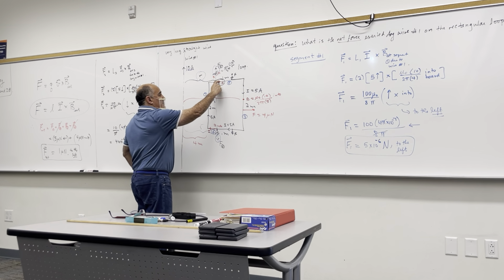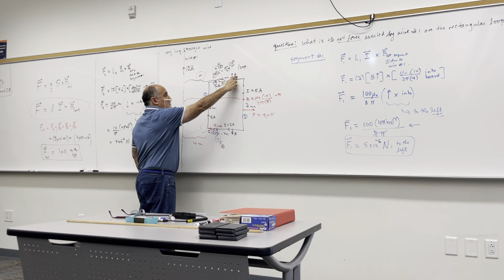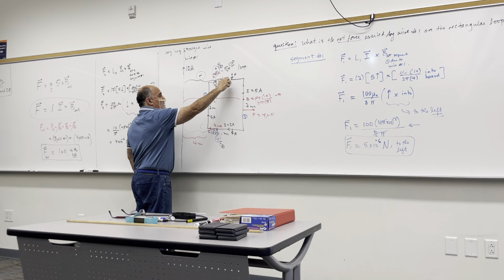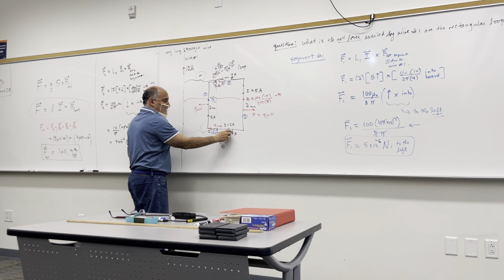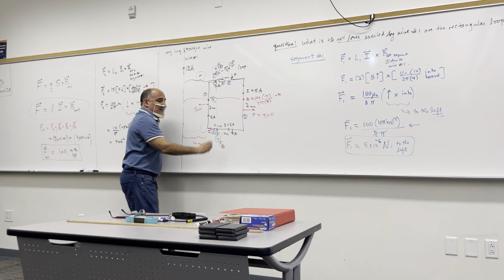But over this segment, if I go to the same distance, this force is going to be smaller than that because it's farther away. And if I go over here, it will be the same force, smaller than this because it is farther away, but this is still going to be opposite to that, so they'll still cancel.